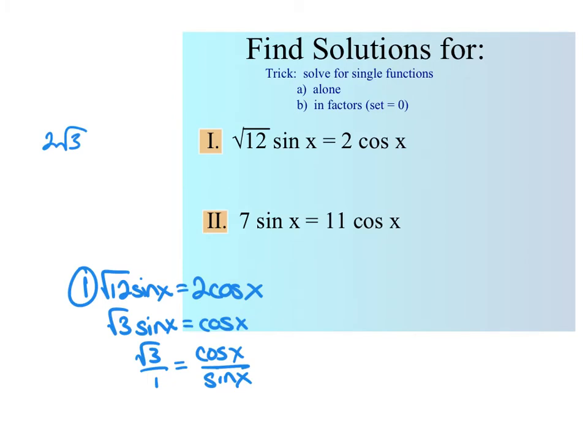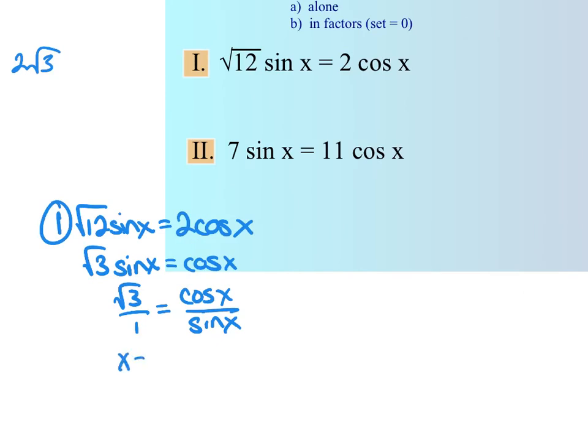Where in the unit circle is the x value root 3, or most likely root 3 over 2, and the sine value is 1 over 2 positive? And that's going to be at pi over 6. So x equals pi over 6. And it also happens at x equals 7 pi over 6.